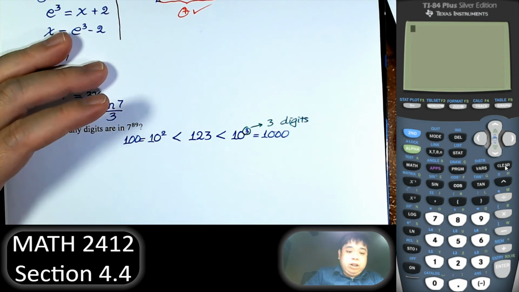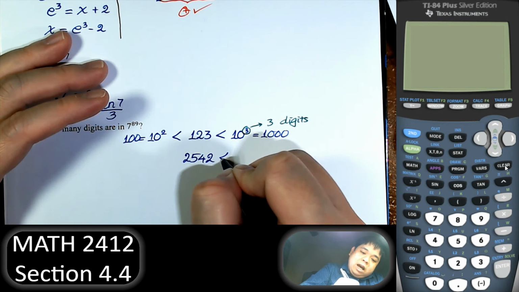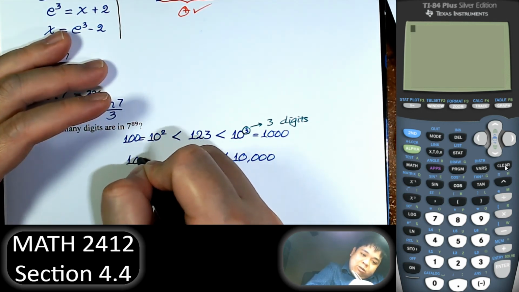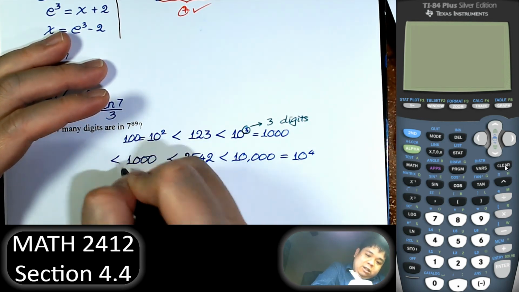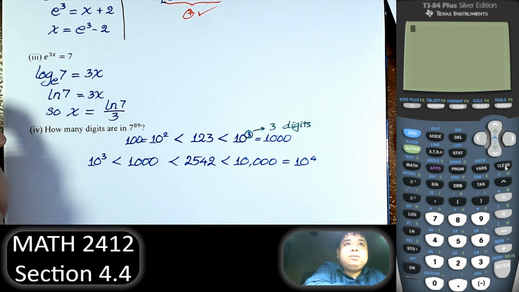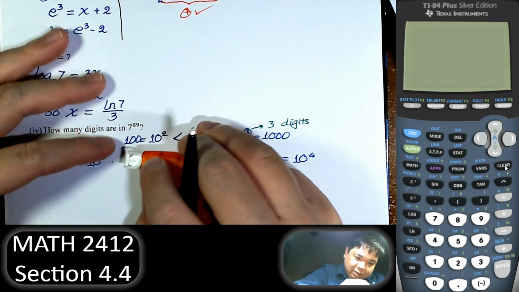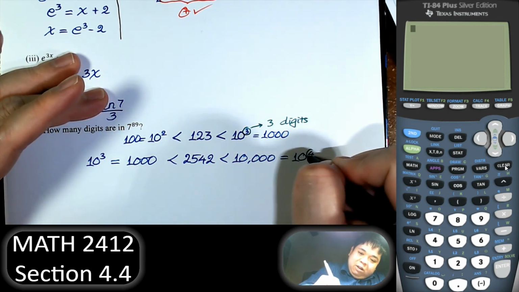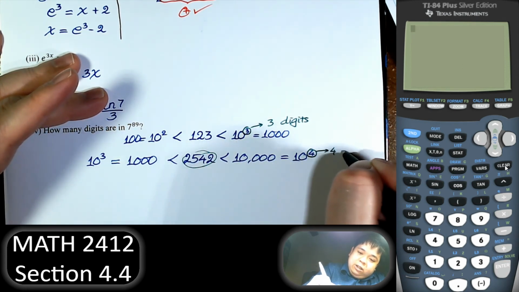Then we can look at something else. I just make 2,542. Of course, that is between 10,000 and 1,000. 10,000 is 10 to the 4th power. And this is between 10 cubed. And so we can say whatever the power here, that's why this number will give us 4 digits.